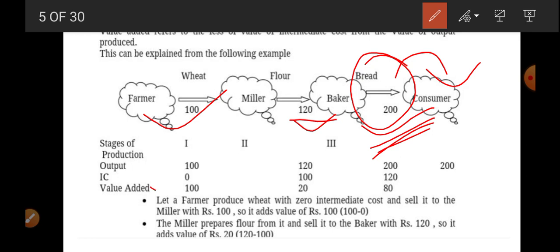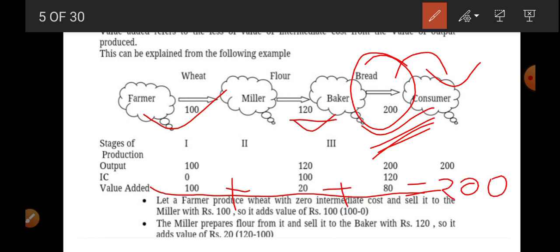Second is what? We are going to add only the contribution of all production units. Okay, so this is known as value added. So when we add, we get 200. So you use any method, you get the same result.